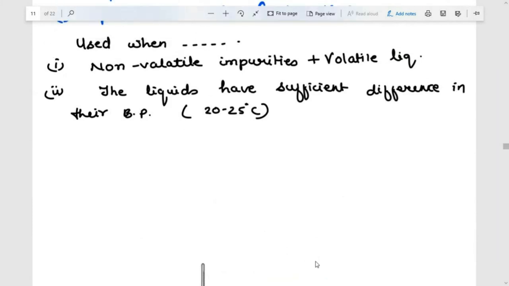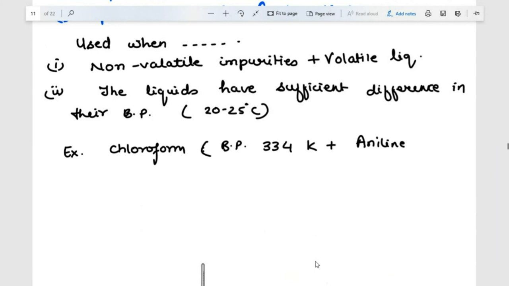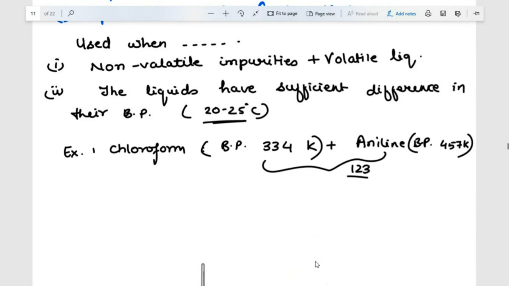Let me tell you some examples where this method is used. We can separate chloroform, which has a boiling point of 334 Kelvin, when it is mixed with aniline, which has a boiling point of 457 Kelvin. So if you see, there is a difference of 123 degrees between the two. We were just thinking at least 20-25, but here it is a 123 degree difference. So it is a very good combination for the separation of chloroform and aniline.